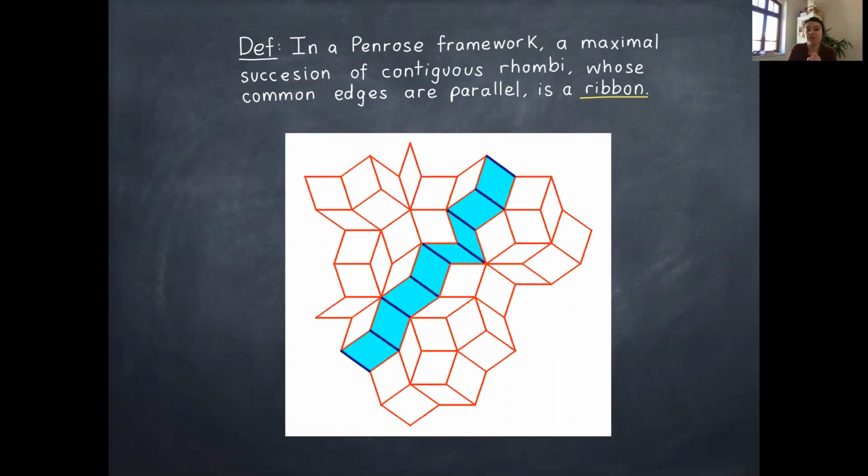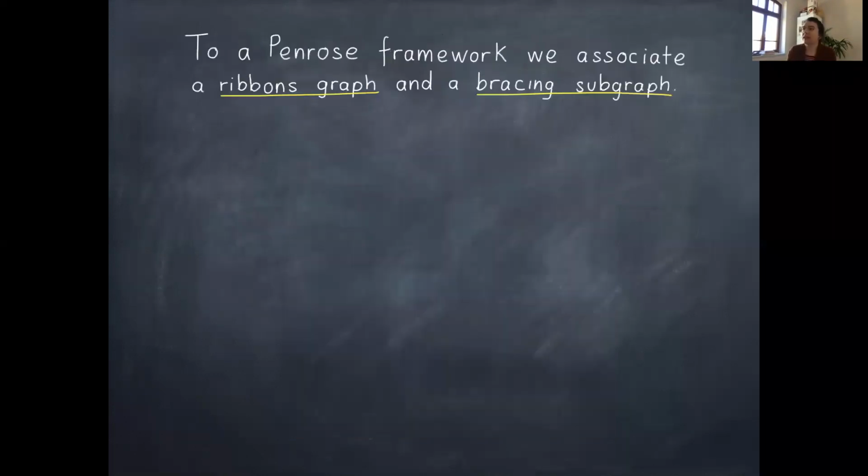Okay, so what we do is the following: in a Penrose framework, a maximal succession of contiguous rhombi whose common edges are parallel is called a ribbon. So what you see on this picture is a ribbon, and the edges that are parallel in this ribbon are the ones that are highlighted. And rigidity for a Penrose framework is very similar as for a grid. And we associate some graphs to a Penrose framework. So we associate to it a ribbons graph and a bracing subgraph.